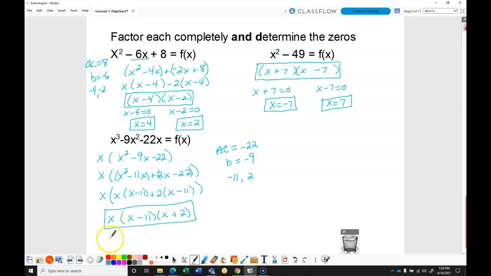I'm going to set each one equal to 0. So x equals 0 is my first one. x minus 11 equals 0. That gives me x equals 11.